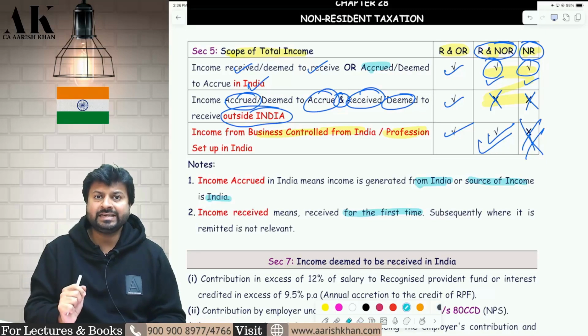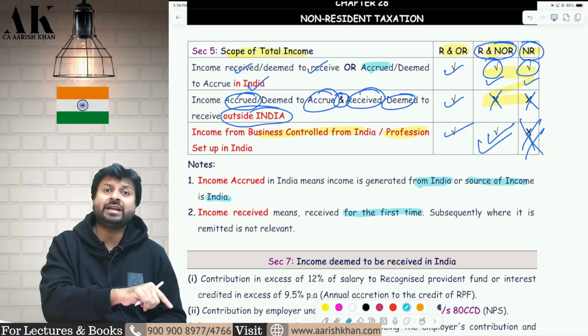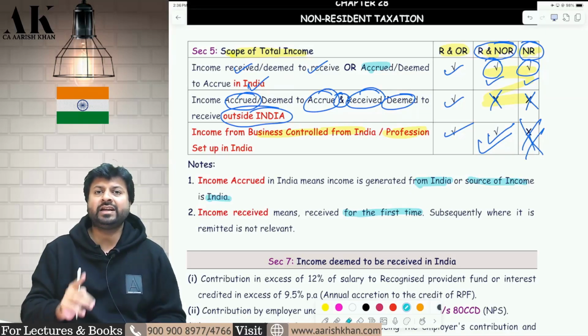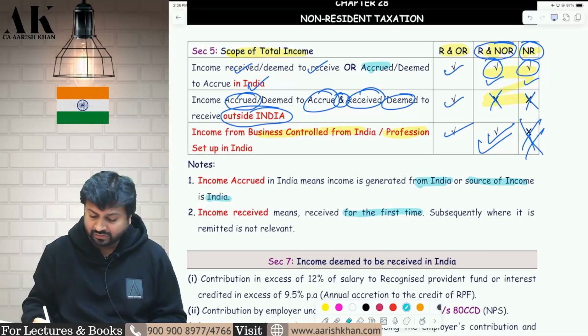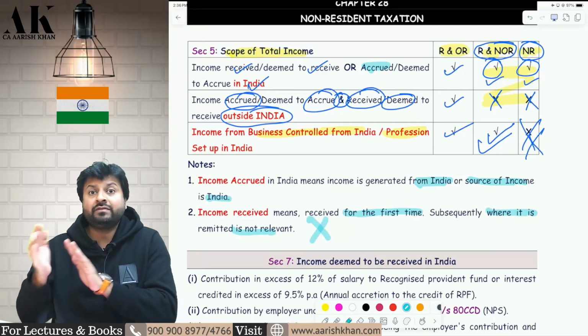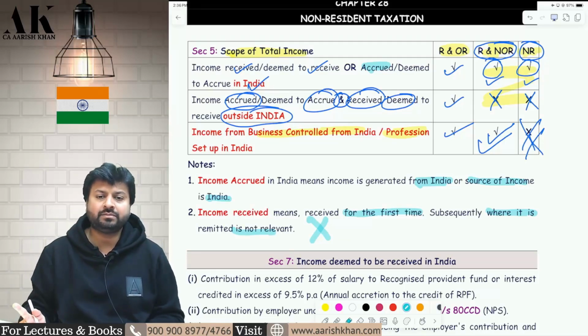Suppose you have a property in London and you have received rent in the bank account in London, and then you are remitting that bank account money from London to India. Then it is not said that it is received in India. It will be said that it is received in London only. Subsequently, where you remit doesn't matter. Where it is received for the first time, that matters under the income tax law.